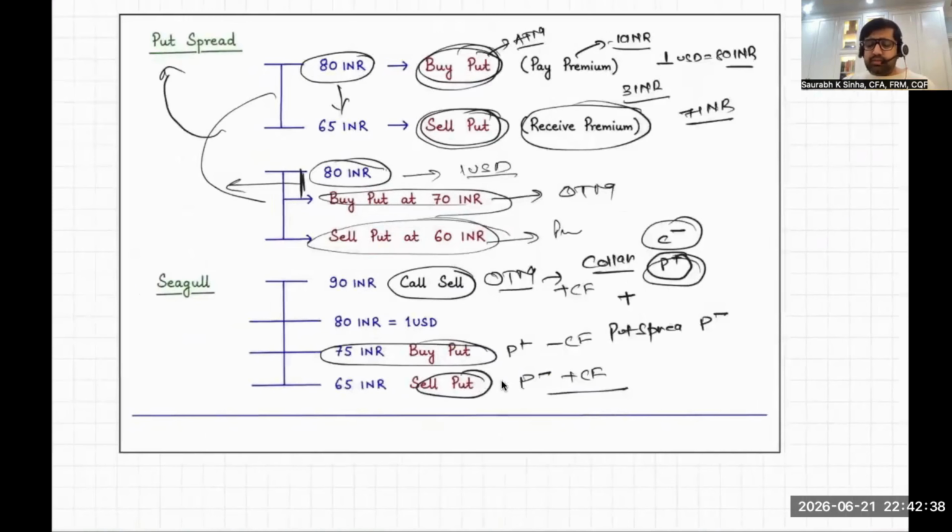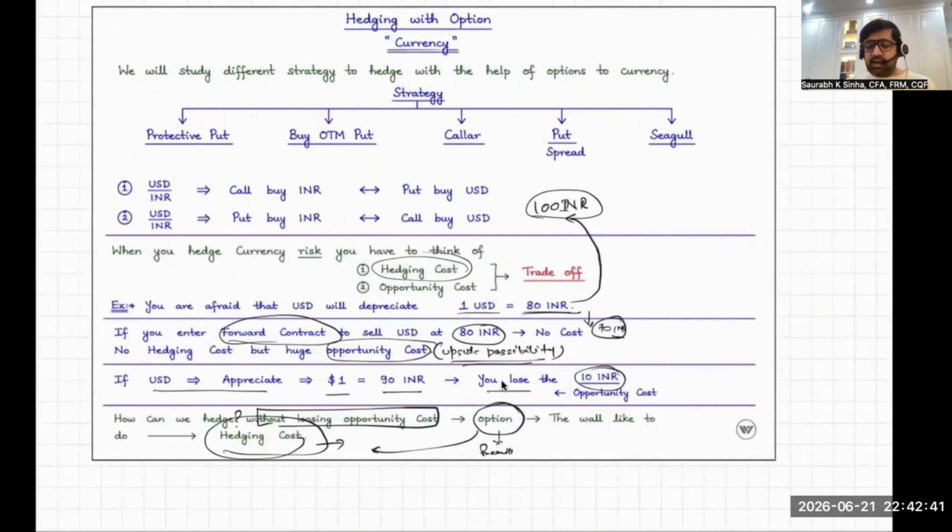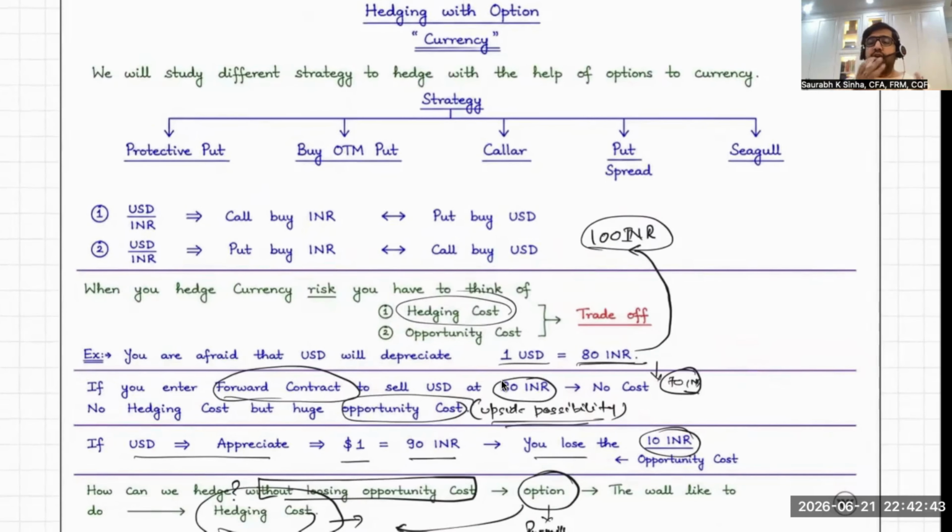So what I'm trying to highlight is that you can play with different combinations of calls and puts and enjoy the hedging, the upside potential, or avoid the opportunity cost. But you need to ask which cost you are ready to bear and which cost you are not ready to bear, and then apply the different combination of calls and puts. With that, I'll pause here.